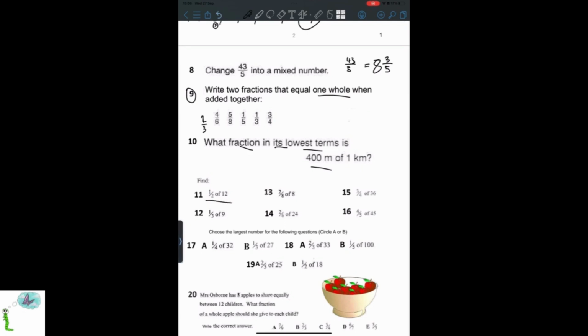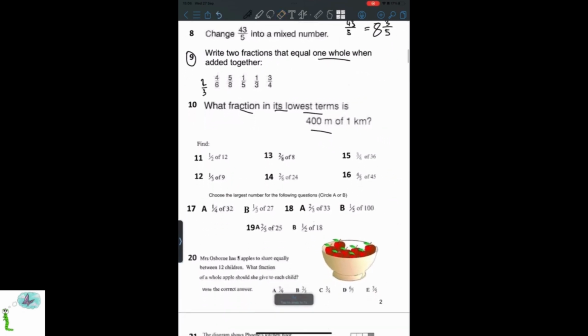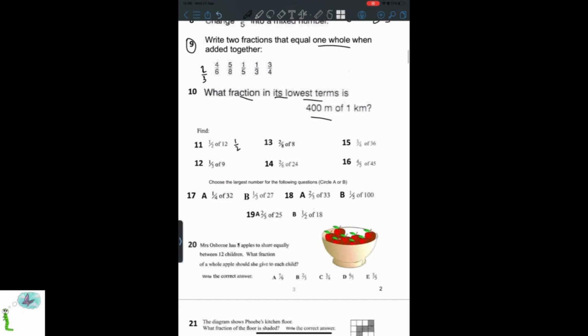So here, 1 over 2 of 12. So with these ones, when there's a fraction and there's an of, right? That basically just means times. Change this to a times. Change this to a times, right? A times symbol. So it's just asking 1 over 2 times 12 over 1. Which is equal to 12 over 2. Times the top, times the bottom, right? Which is equal to 6 over 1. Which is basically just 6. So that's your answer. Again, I'm sure you know what half of 12 is, right?